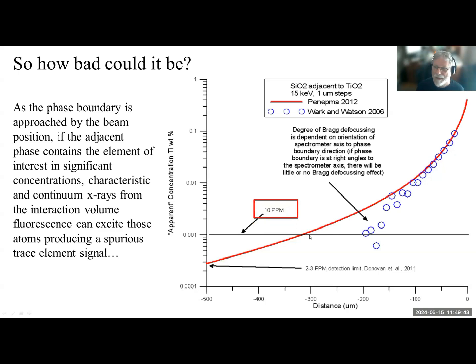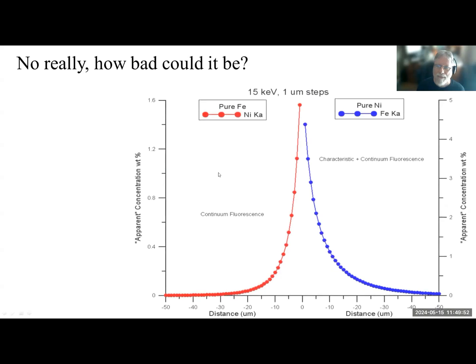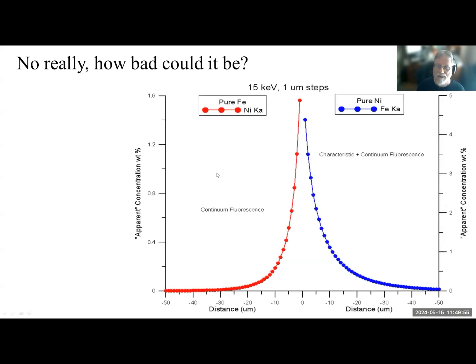Okay, so this is down at the 10 ppm level, and of course we know that we can get down to this kind of level from the silica, titanium, and quartz paper. And then for trace elements in other situations, where you have actual characteristic fluorescence, as you do here, where you're measuring iron in pure nickel, sorry.